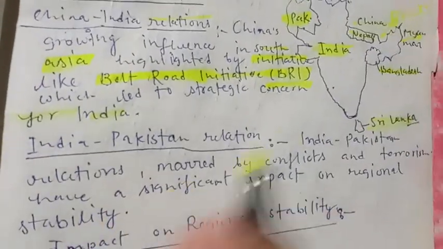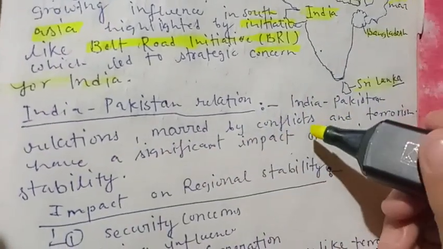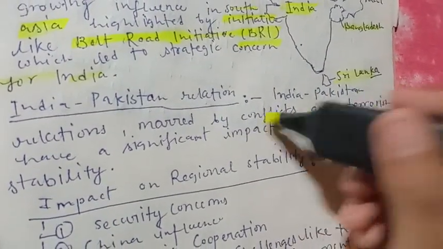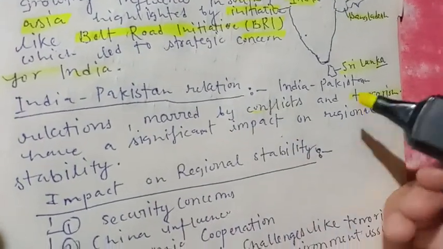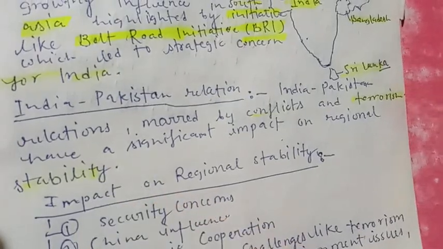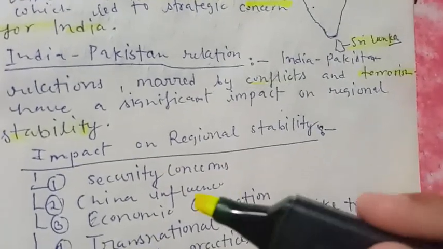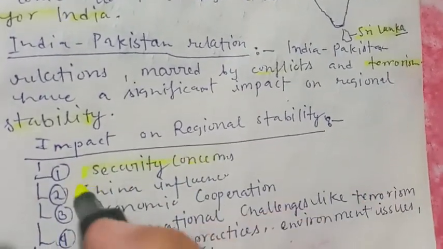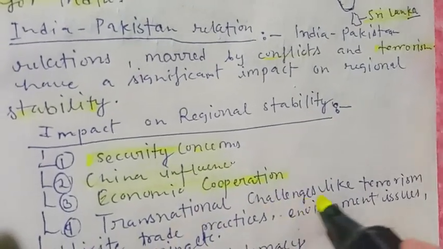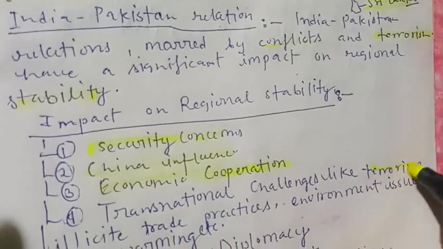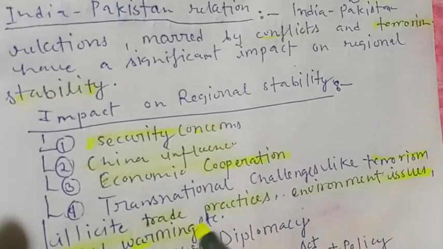And so India and Pakistan relations, marred by conflicts and terrorism, have a significant impact on regional stability. Next heading is the impact on regional stability: security concerns, China's influence, economic growth, economic cooperation, transnational challenges like terrorism, illicit trade practices, environmental issues, global warming, etc.